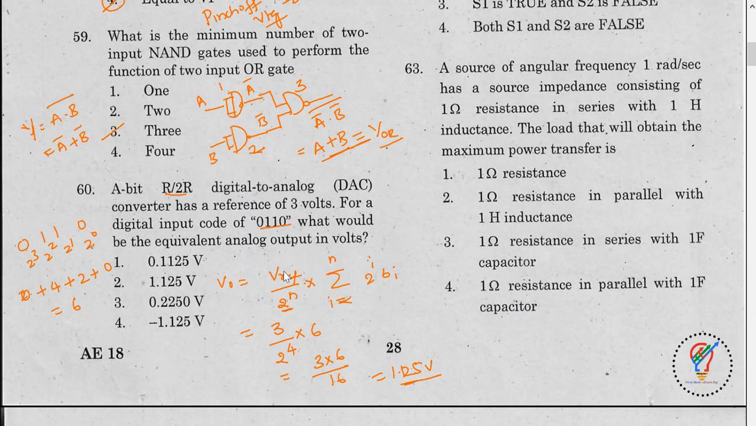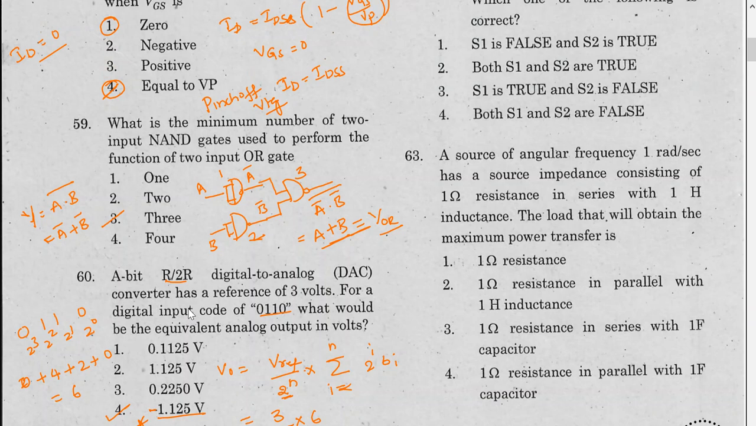Generally we use two types of amplifiers. One is an inverting amplifier, another one is a non-inverting amplifier. The inverting amplifier is more preferred, so the output will preferably have a negative sign. So even though you have plus 1.125, the preferable answer will be minus 1.125 here.